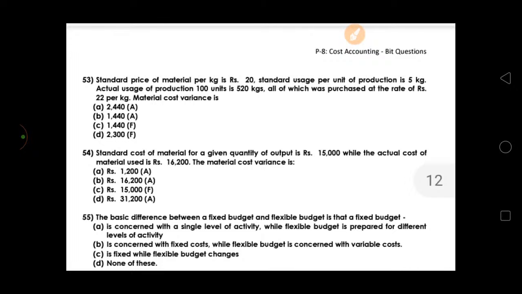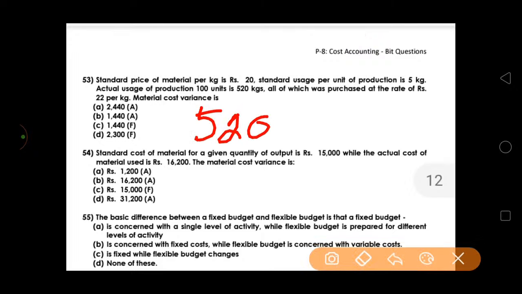First we calculate the actual: 520 kgs into 22.